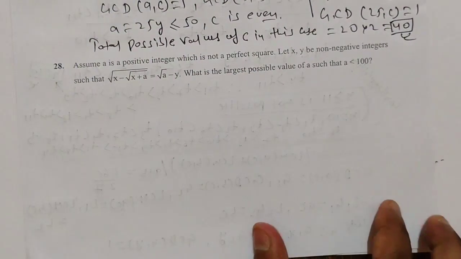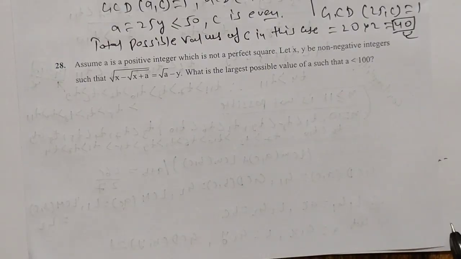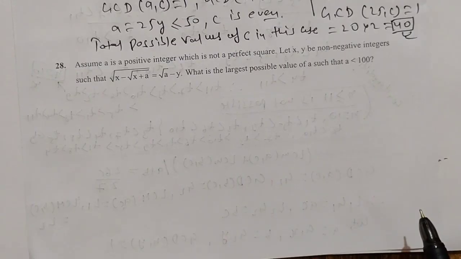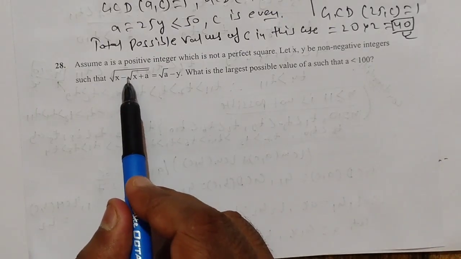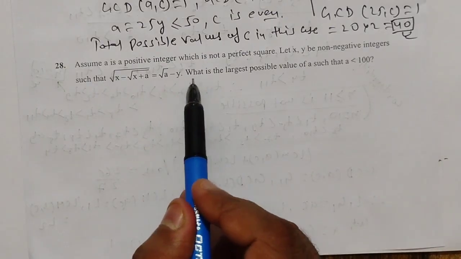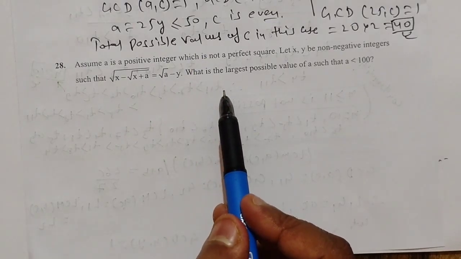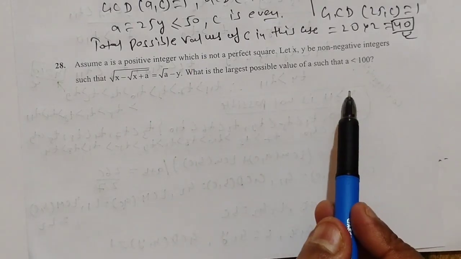In problem number 28, we have to assume a is a positive integer which is not a perfect square. Let x, y be non-negative integers such that square root of x minus square root of x plus a is equal to square root of a minus y. What is the largest possible value of a such that a is less than 100?